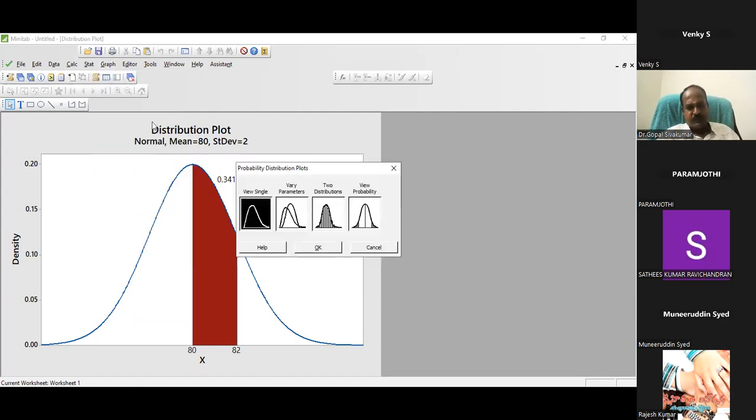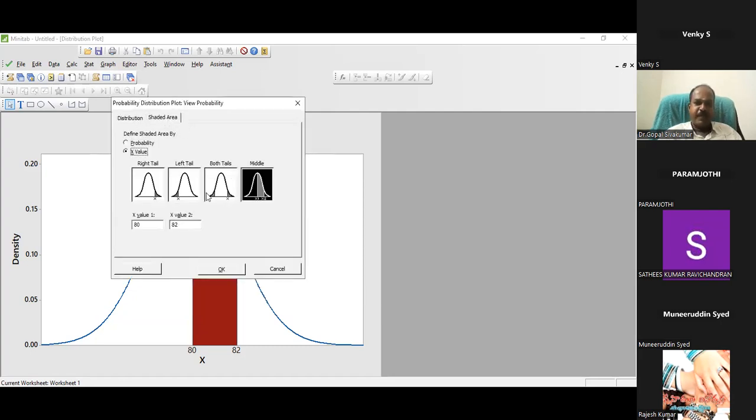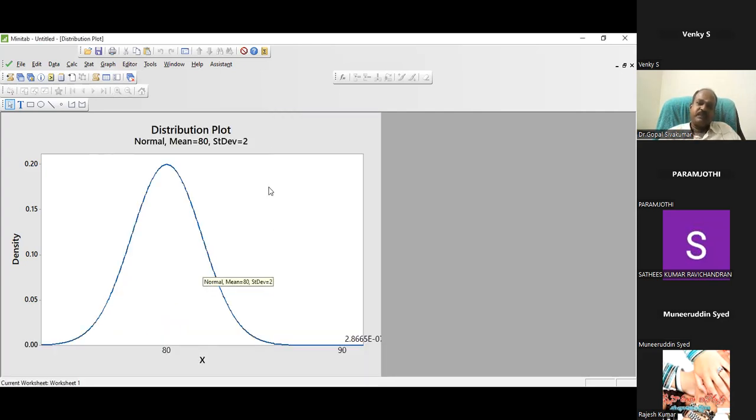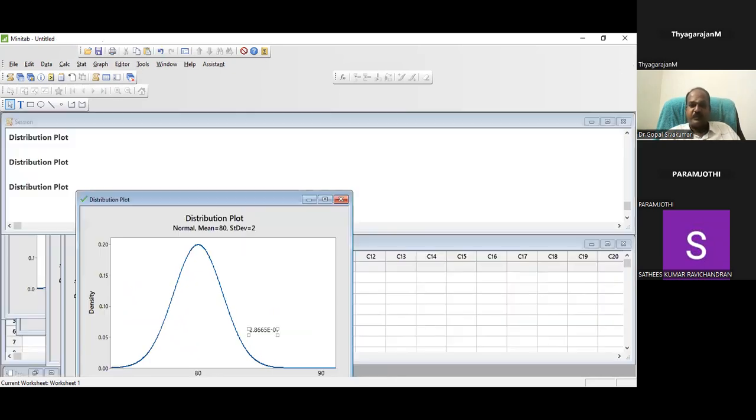Probability distribution plot, view probability. Now I am going to shaded area. I am choosing right tail. Now, what is the chance for a student to score above 90? Is my selection correct? Yes, sir. So what is the probability? Very, very low. You see here, 2.86 into 10 to the power of some minus is coming. Very low. -7.